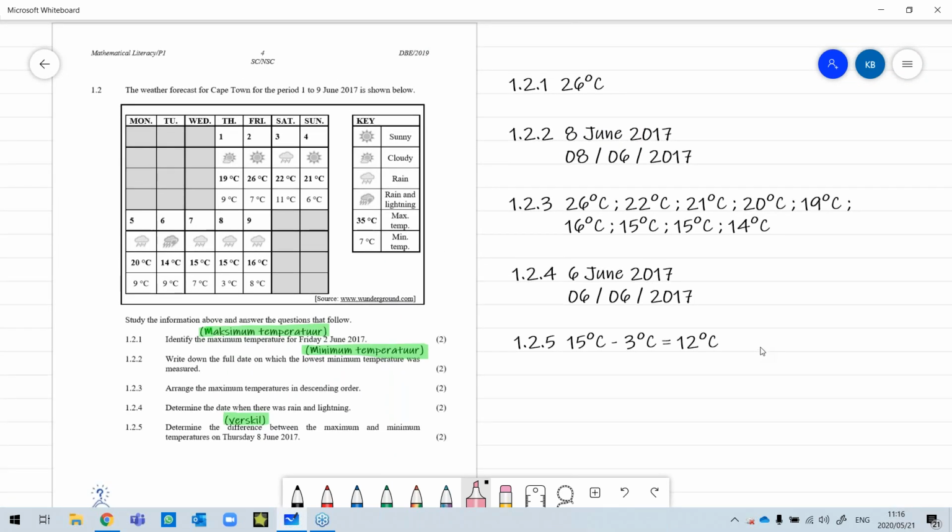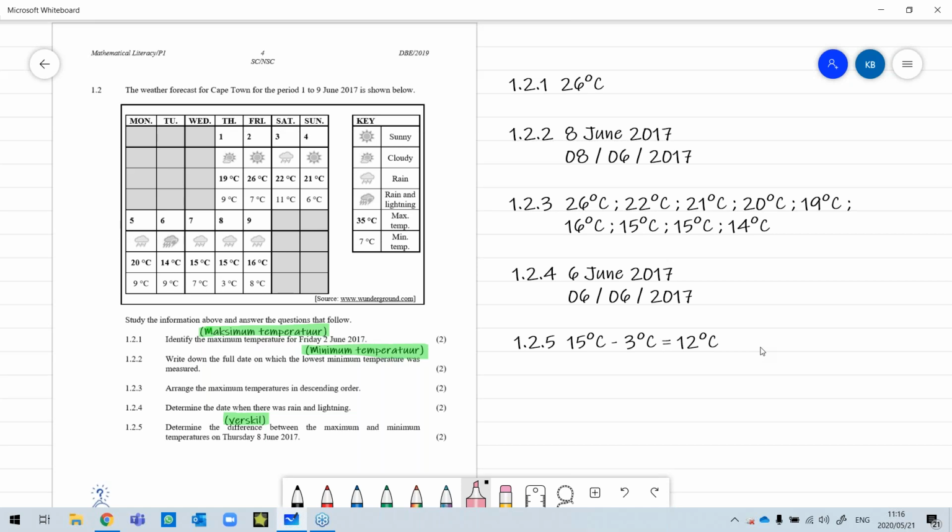Question 1.2. The weather forecast for Cape Town for the period 1 to 9th June 2017 is shown below. Study the information above and answer the question that follows. So die weer vir Kaapstad is hier onder aangetoon van die 1ste tot die 9de Junie 2017 en ons gaan van daai inligting gebruik maak om die onderstaande vrae te beantwoord.